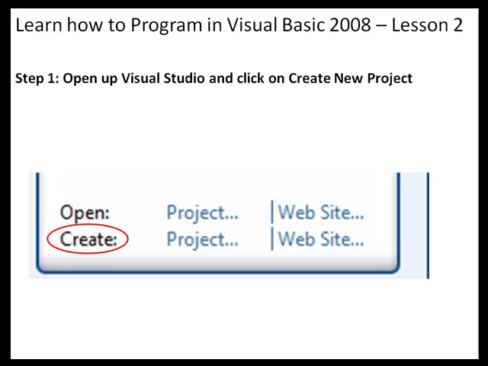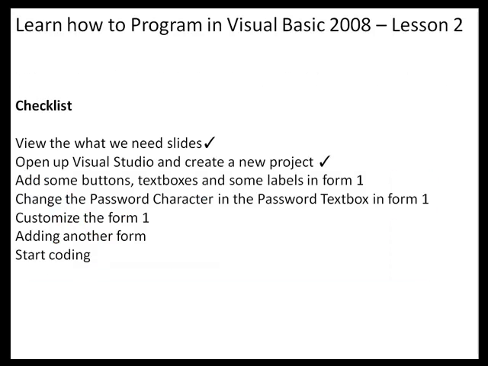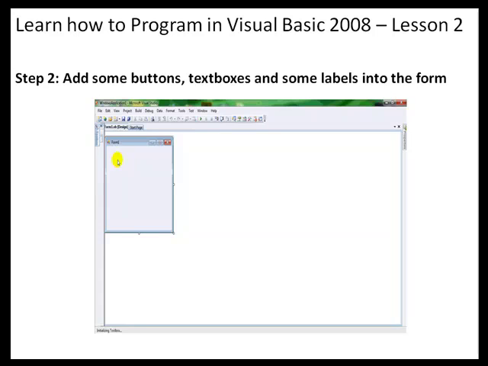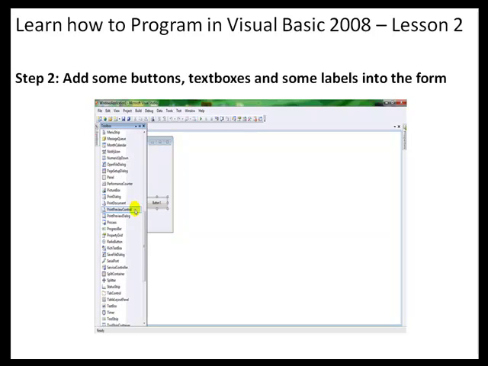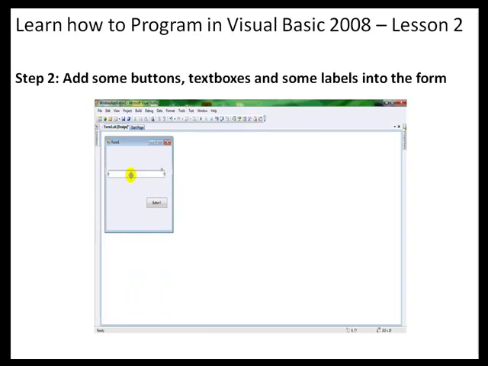So open up Visual Studio, very basic, and create a new project. Okay, so add some buttons, text boxes, and some labels into the form. You're going to need 2 labels, one for username, one for password. Don't worry about customizing it yet. 2 text boxes, one for username, one for password. And we're going to be changing the password character of text box 2, and a button for the actual login. Now this button controls the whole form, and it's the only thing we're coding today, and it's a very powerful little button.